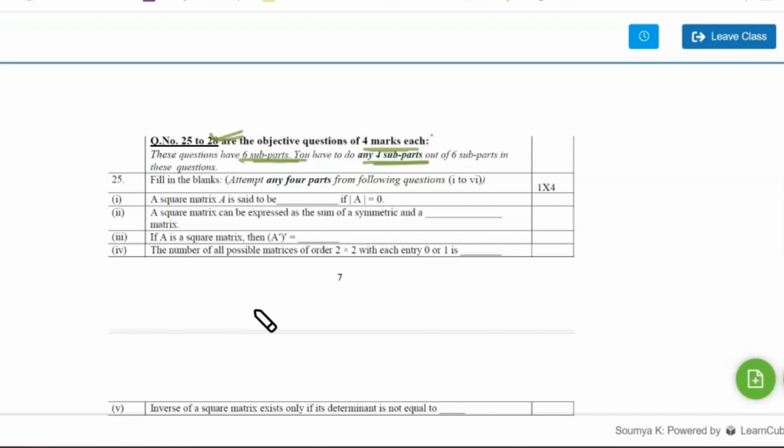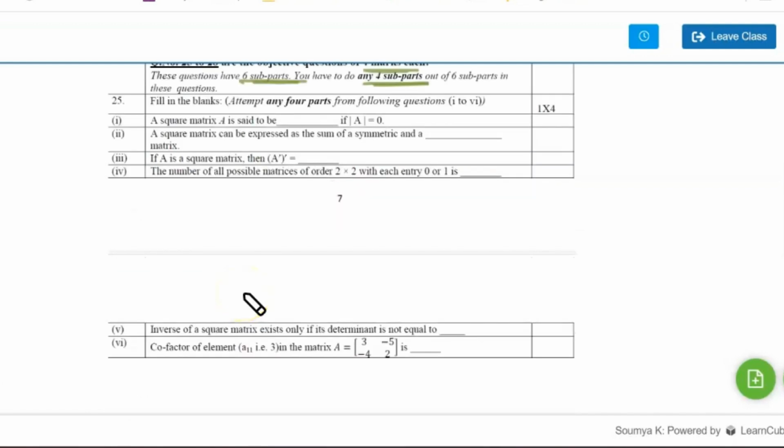Only the 30th question will be from part B and the rest of them will be from the part A section. You can just go to the bifurcation of syllabus and new pattern of sample paper or question paper. That will make you understand how the pattern looks like. That is already available in the channel.